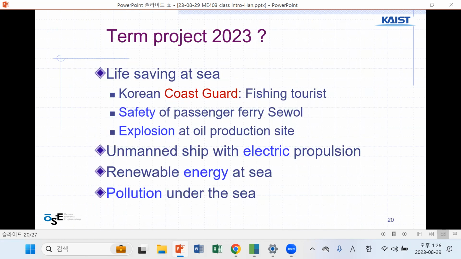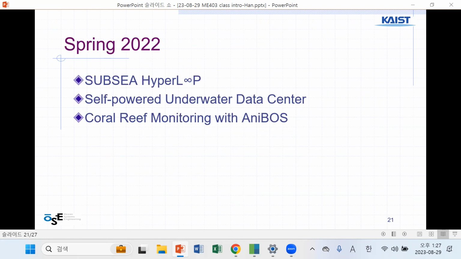What can be done by yourself then this semester? Life-saving, unmanned ship, renewable energy, or pollution, you can choose. Spring last year, there was a project. There were only 3 teams.